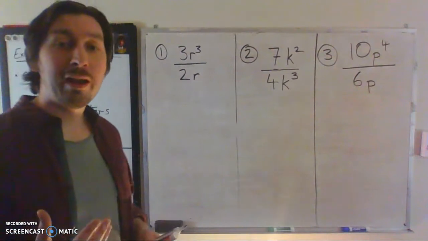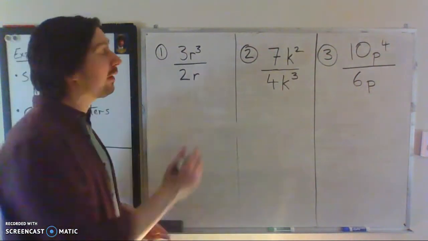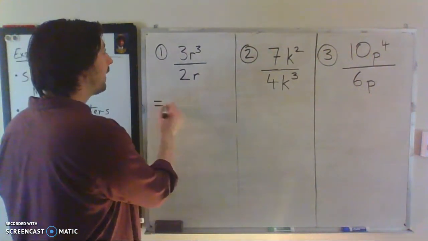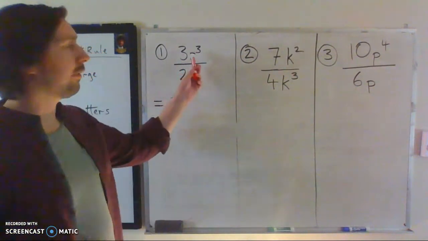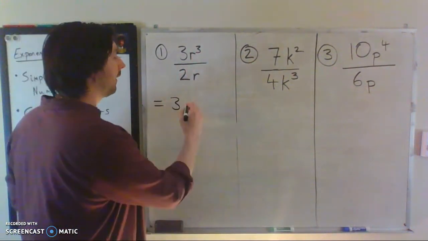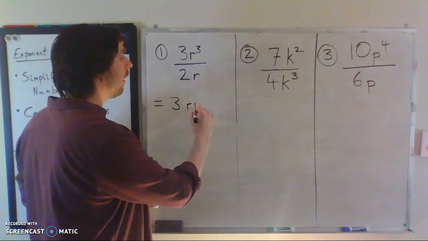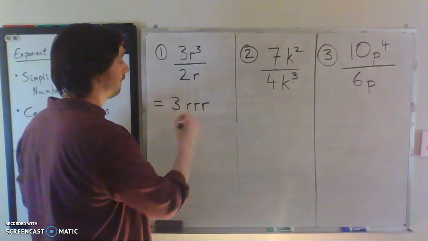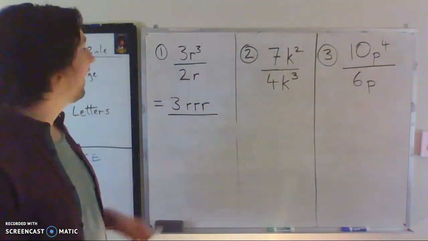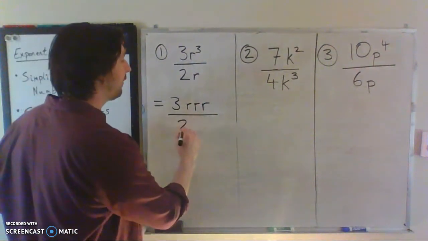The easiest way, I think, to do this, there might be a quicker way, but the easiest way is when you see R3, write it out like this. 3 R's. Alright? And then I've just got the same thing on the bottom.